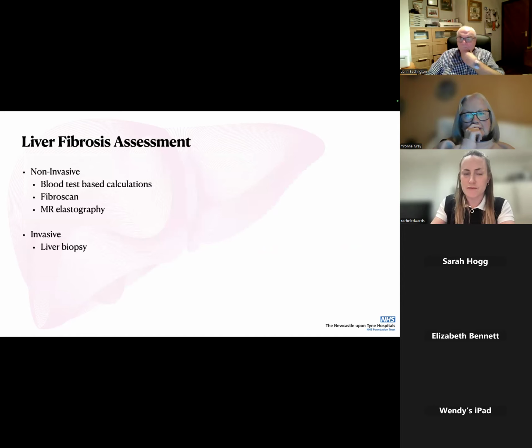How do we assess for liver fibrosis? So there are both non-invasive and invasive methods for doing this. Non-invasive tests include things like blood-based test calculations, Fibroscan, and in some centres we can use MRI. And the invasive methods include liver biopsy. Clearly, that's reserved for slightly more challenging cases in terms of the underlying cause, and we don't go around liver biopsying everybody.